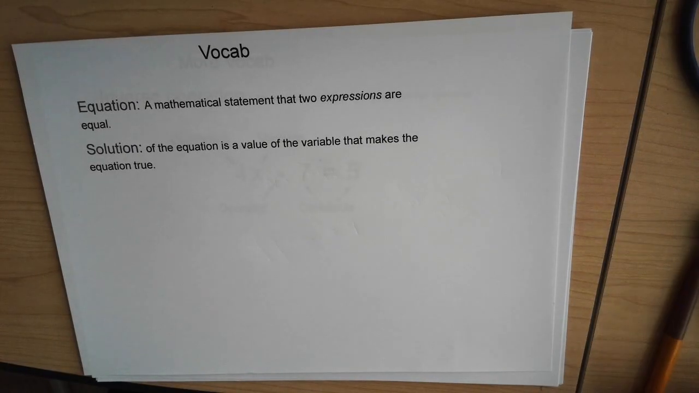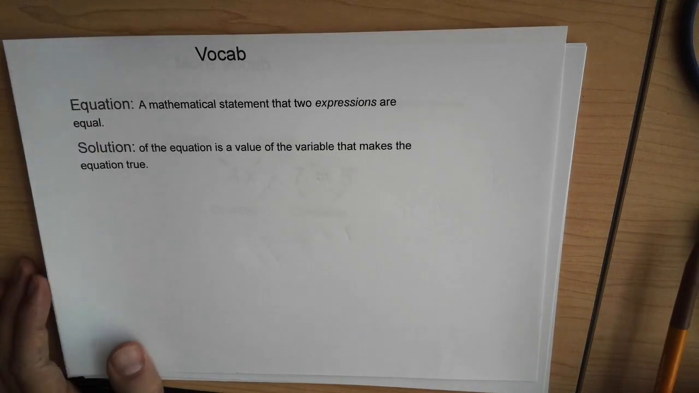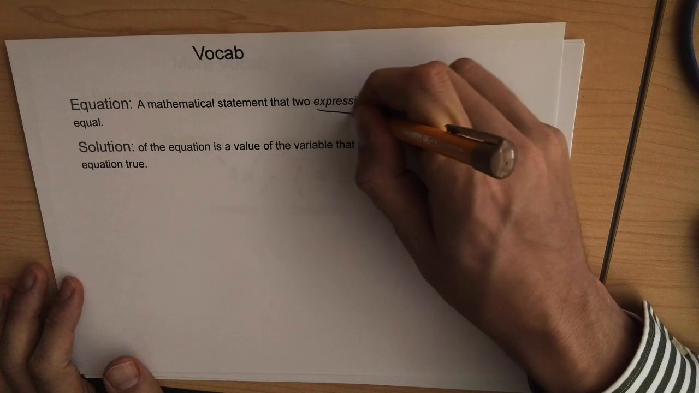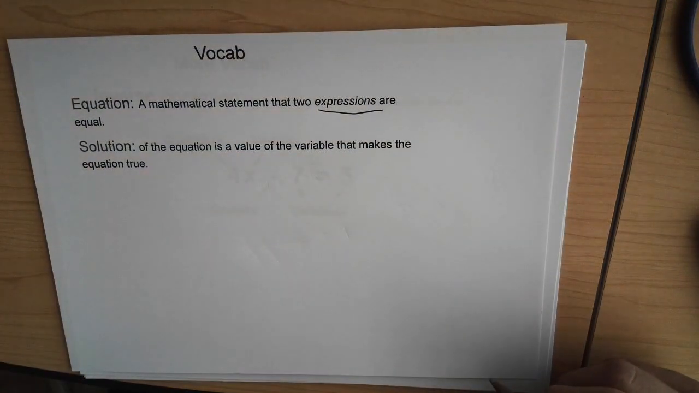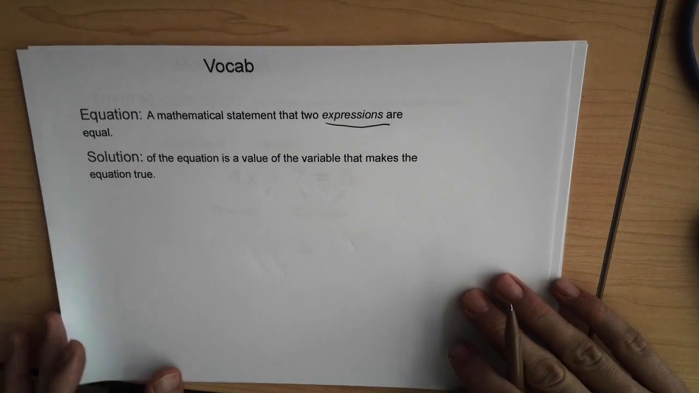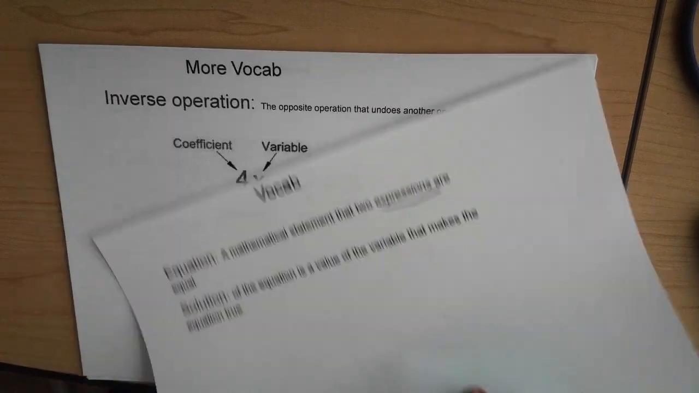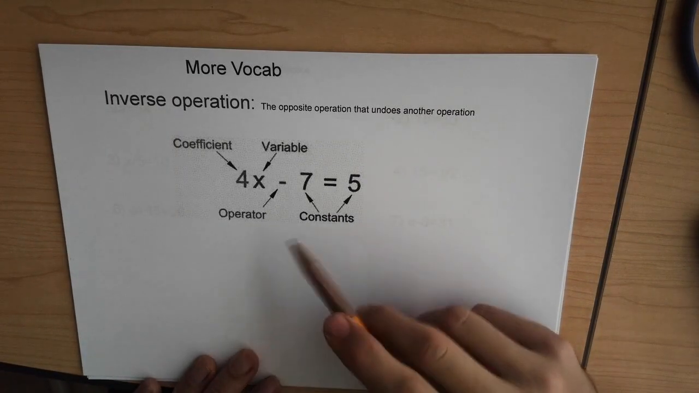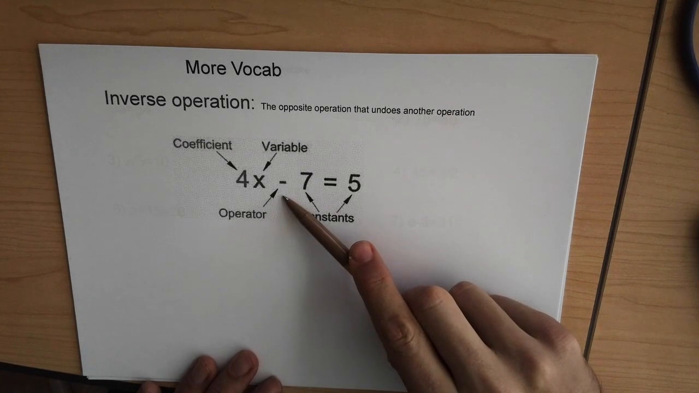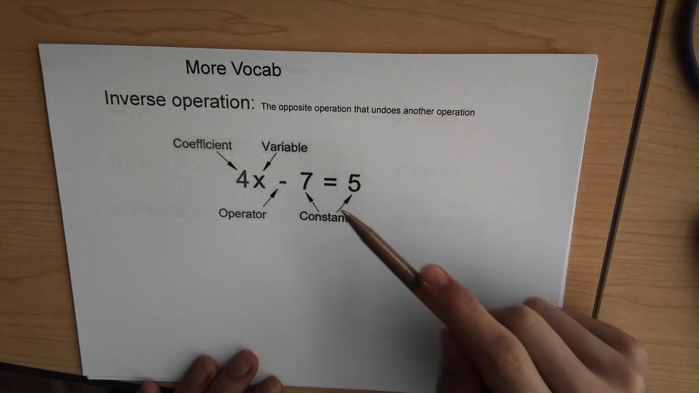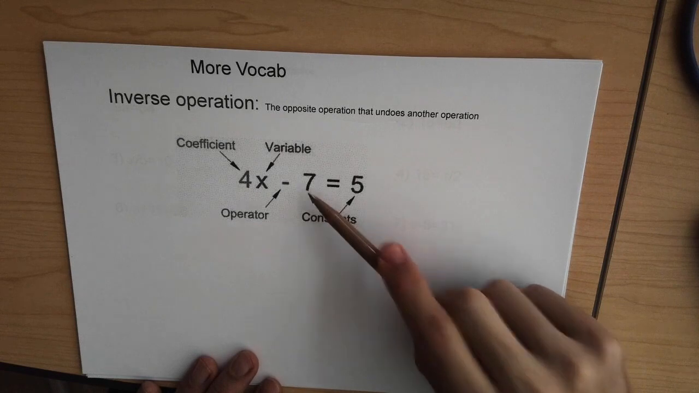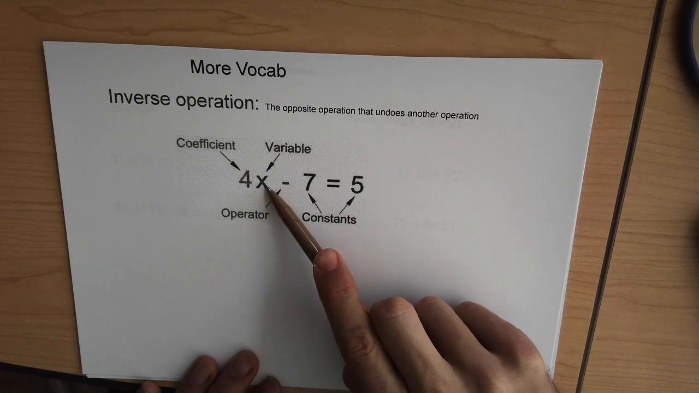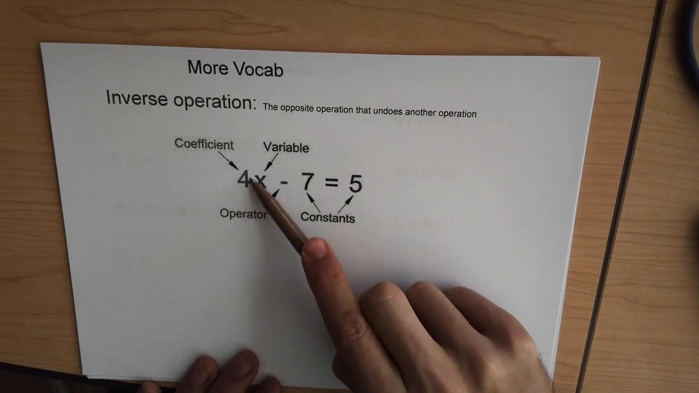Let's review some vocabulary before we start. An equation is a mathematical statement that says two expressions are equal. A solution of an equation is the value of a variable that makes the equation true. Important parts of an equation. Operators are like add, subtract, multiply, and divide. Constants are single numbers without letters. Variables are the letters. And a coefficient is the number in front of the letter.